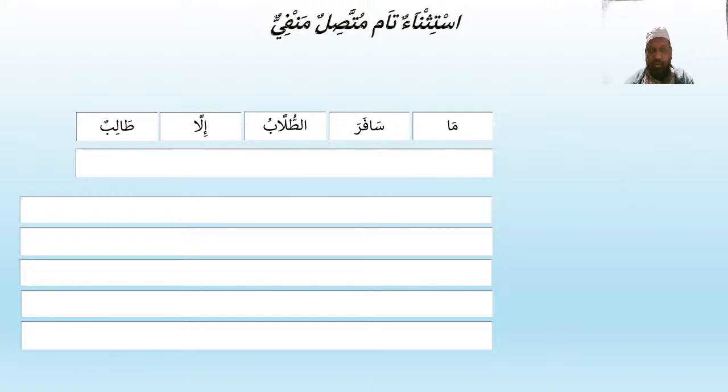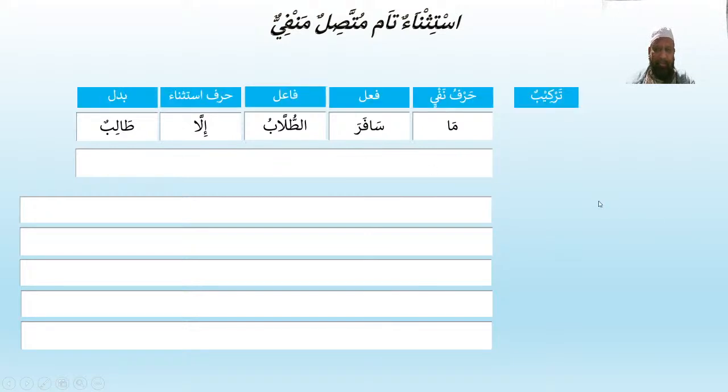Talibun. This time, in this case, Talibun is not mustasna. It's something else, because it is following the i'rab of mustasna minhu. Tarkib is the same. Now it is badal. We'll call it badal. So as I said, there are some words which will follow the word before. If it follows in all four properties of ism, it's called something else. And if it only follows the i'rab, it is called badal.